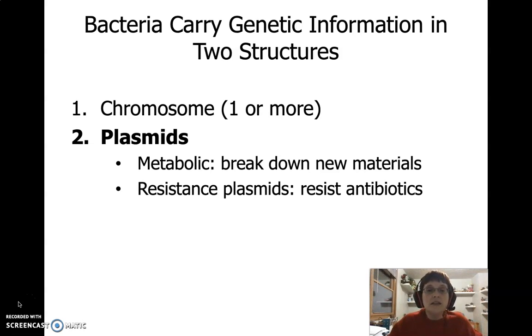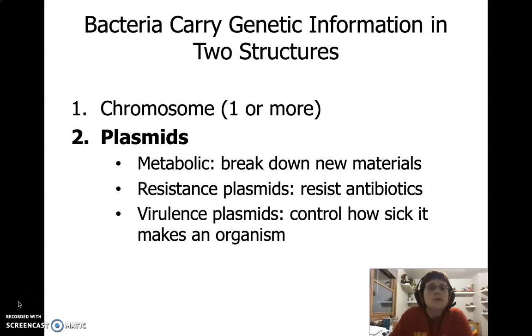Another option is that it could be what we call a resistance plasmid. So resistance plasmids carry genes that allow that bacteria to resist antibiotics in some way. There are lots of ways for bacteria to resist antibiotics, and so the combinations of genes will allow it to do this in different ways.